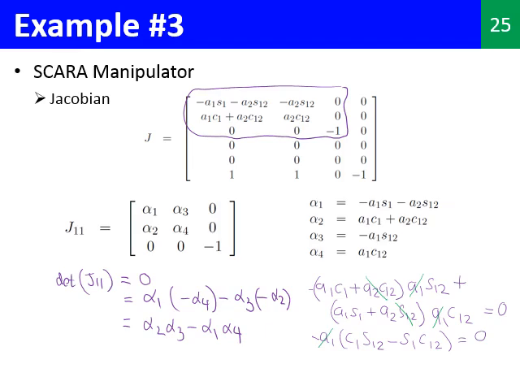So this is actually sine of (theta 1 plus theta 2 minus theta 1), and theta 1 will also cancel. So finally we have sine theta 2 equals 0, and that gives us theta 2 equals 0 and pi.